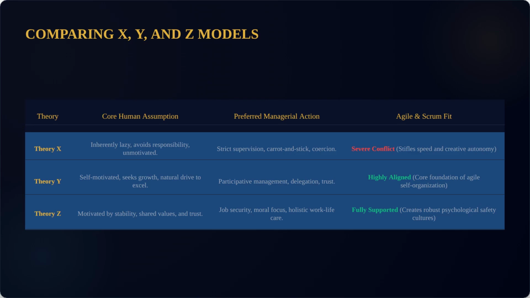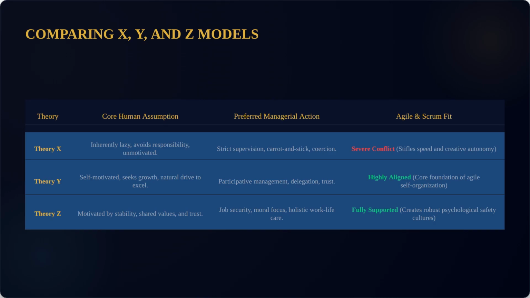Theory Y relies on participative management and empowerment. This is highly aligned with Scrum, forming the very foundation of self-organizing dev teams. Theory Z focuses on trust, stability, and holistic employee well-being. It is fully supported in an Agile organization because it fosters deep psychological safety.